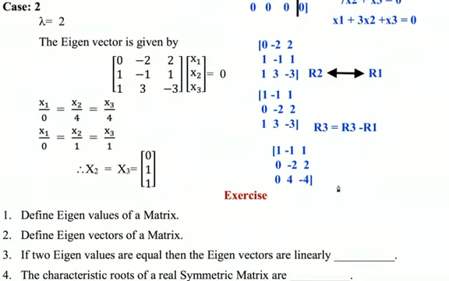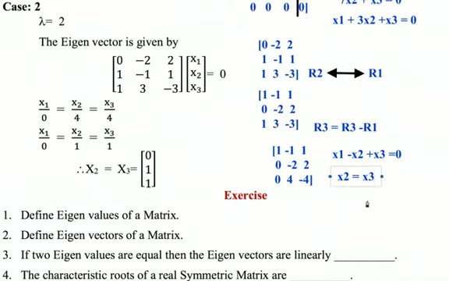Again, you could make this entire row 0, but that is a futile job since we figured out these two rows are similar. We will end up with only two equations, as usual. What are those two equations? x1 minus x2 plus x3 equals 0. That is one equation. What about the second equation? The second equation, minus 2x2 plus 2x3, or x2 equals x3.